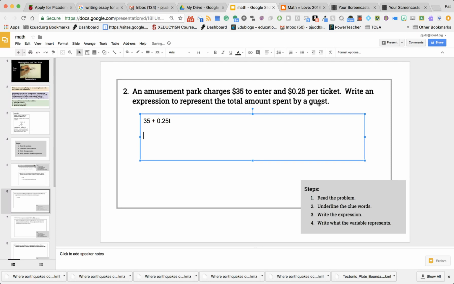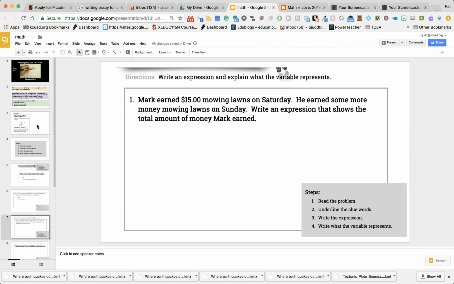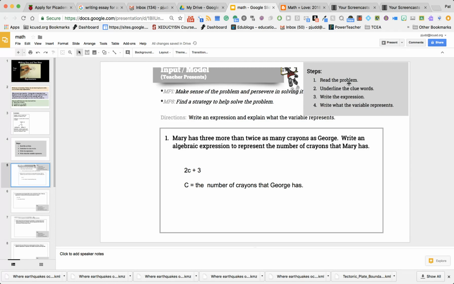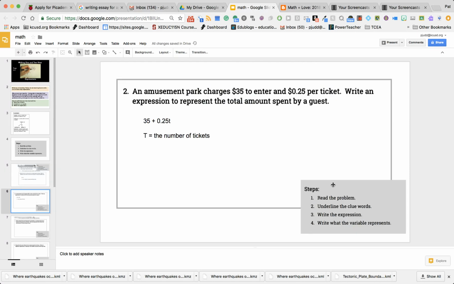Okay, so I've got my expression. T equals the number of tickets. $35 plus 25 cents per ticket for rides, and there's my expression. Underline the clue words. And I did go to where those clue words are. Write the expression, that's what I did here, and then write what the variable represents. T is the number of tickets.